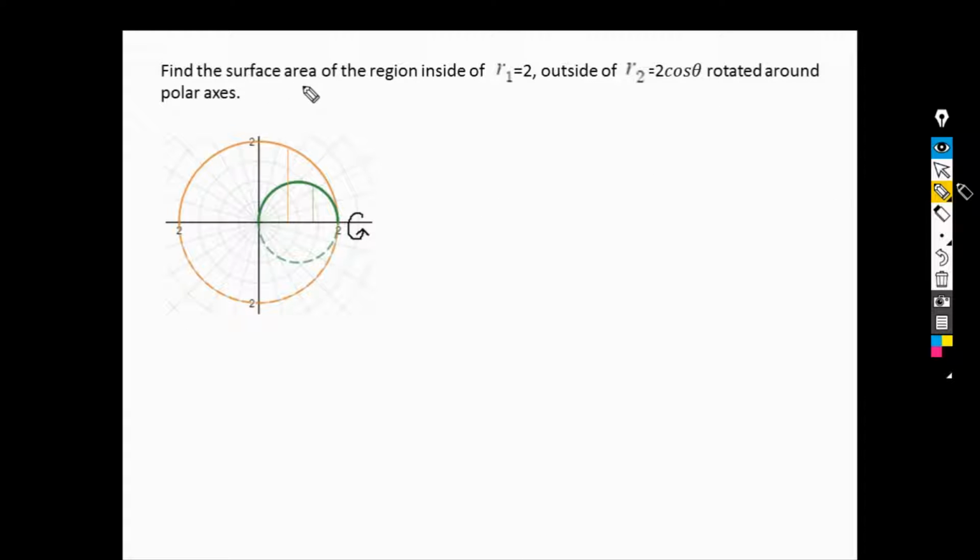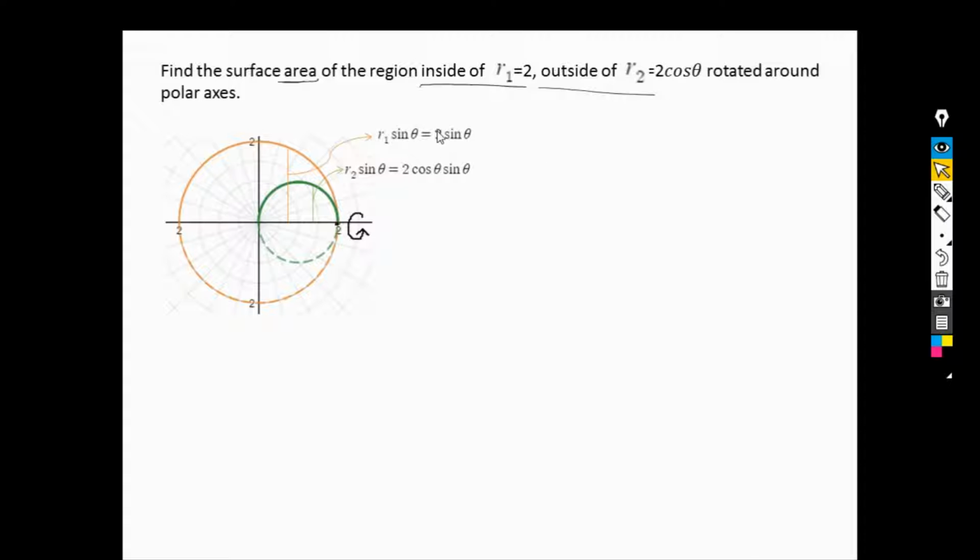Okay, the next question is the surface area of the region inside of R1 equals 2, outside of R2. When it comes to surface area, inside and outside are the same because they don't have a volume. It's going to be an empty sphere, and this is going to be an empty sphere. So they don't have any overlapping area, except for this point. But this point, in terms of area, doesn't have value. So we simply need to add those two surface areas.